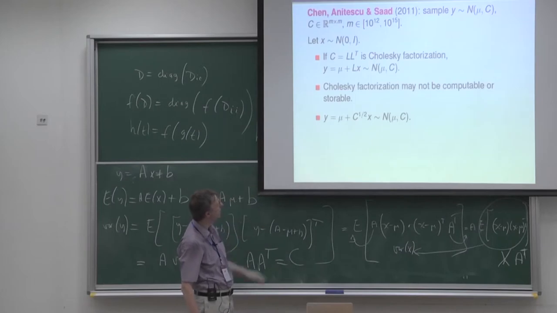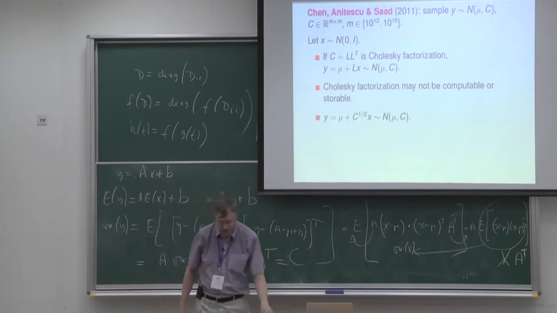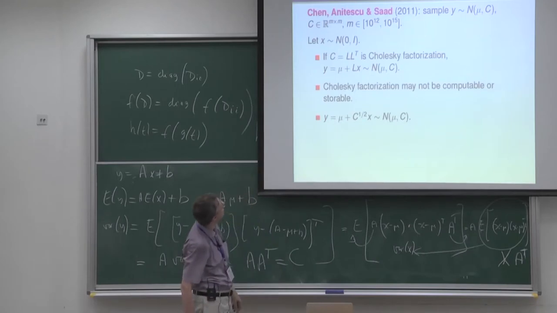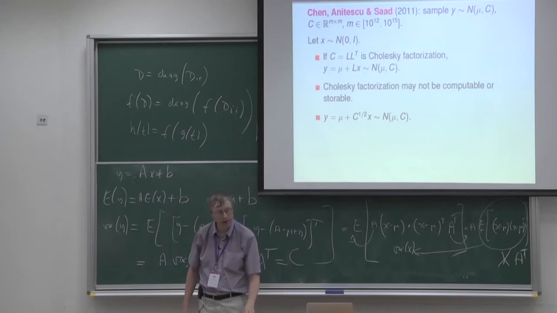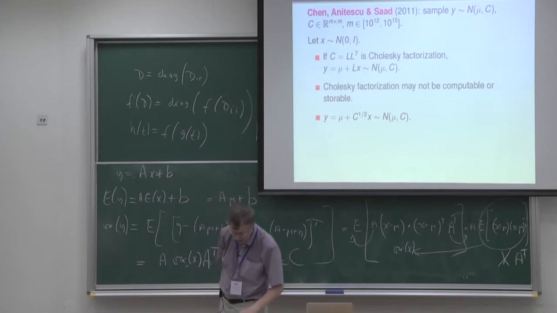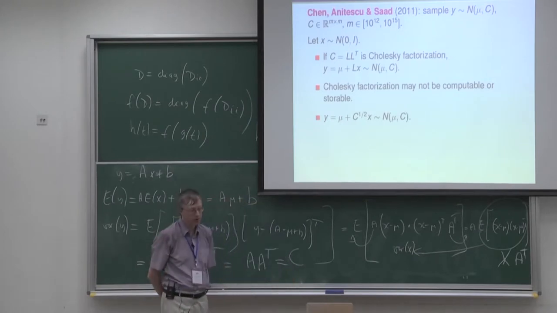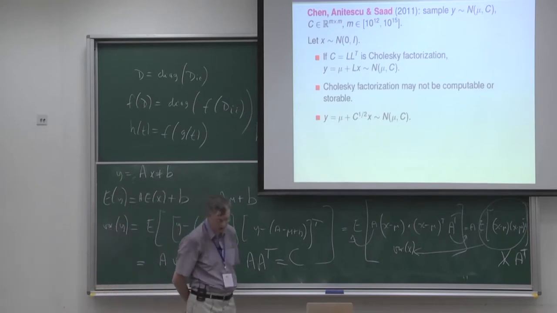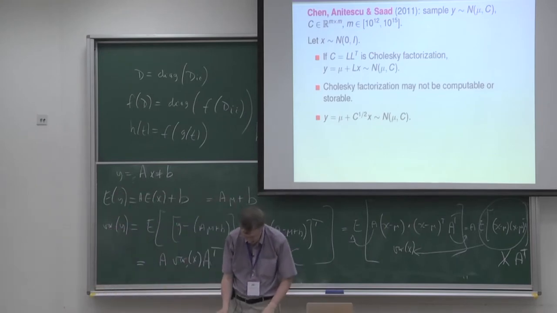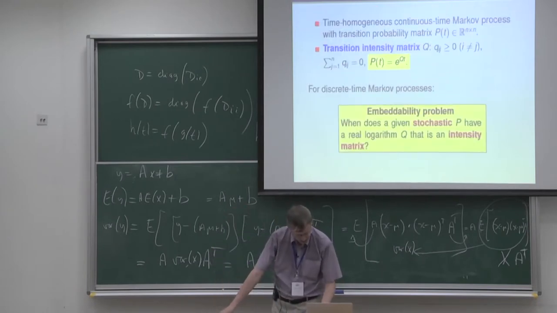So rather than trying to use Cholesky, the square root is the right approach there. And this paper by Chen, Anitescu and Saad pursues that idea. In fact, they developed some kind of special least squares approach, but they're basically just using matrix vector products with the matrix C. So that's a nice example.